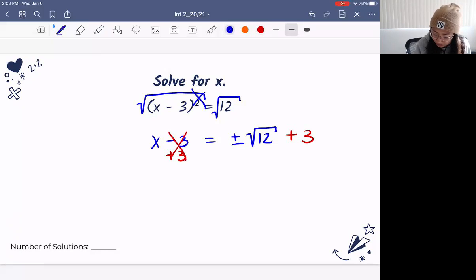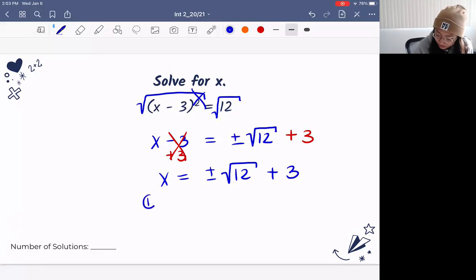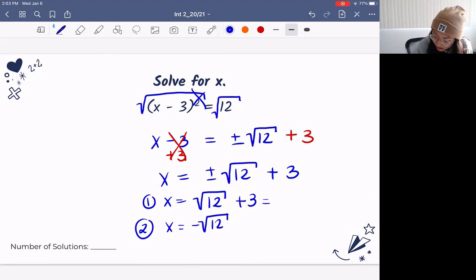So from here, I'm going to rewrite the problem so it looks a little bit nicer. And then I'm going to split it up into two problems, and I'm going to show you how to work with those two problems. So our first answer is the positive version of the square root of 12 plus 3. And then we have a second answer, the negative version of the square root of 12 plus 3. Okay, so the answers that I have currently, the ones right here, are what we call my exact answers.